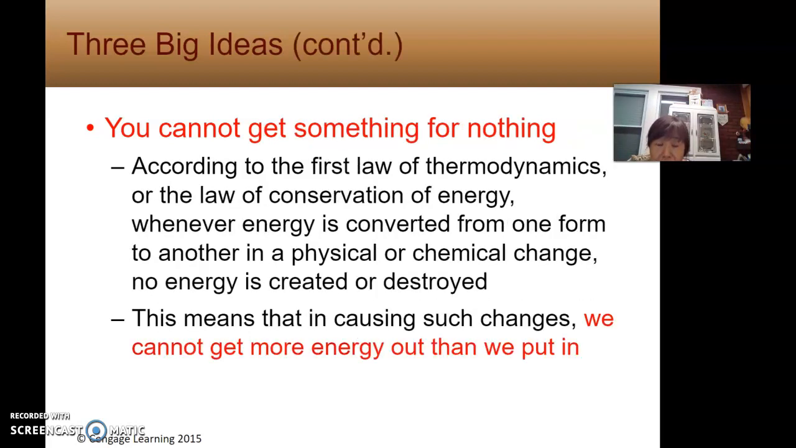And then the second one is about energy. You cannot get something for nothing. According to the first law of thermodynamics, or the law of conservation of energy, which are the same thing with different names, whenever energy is converted from one form to another in a physical or chemical change, no energy is created or destroyed. This means that in causing such changes, we cannot get more energy out than what we put in.